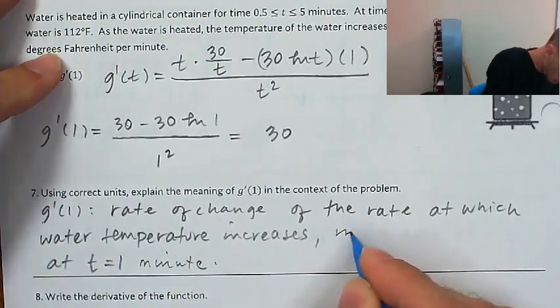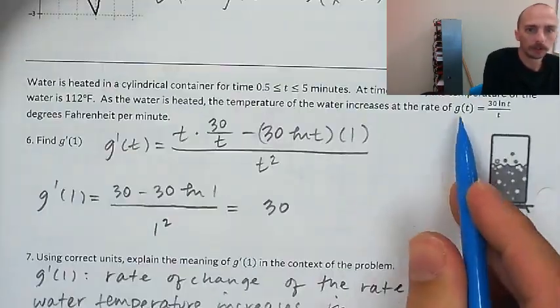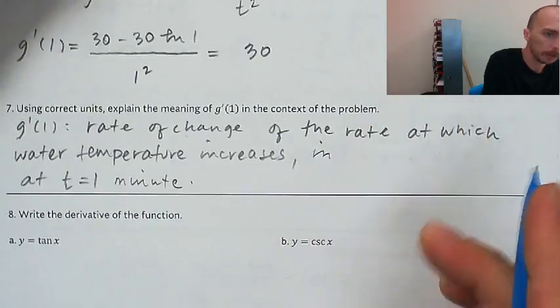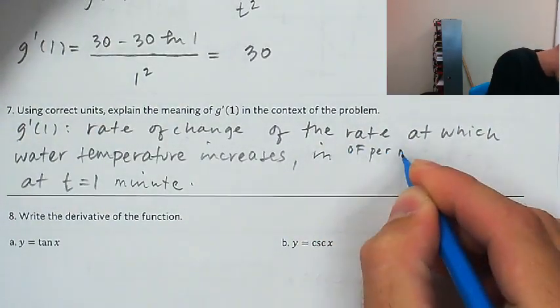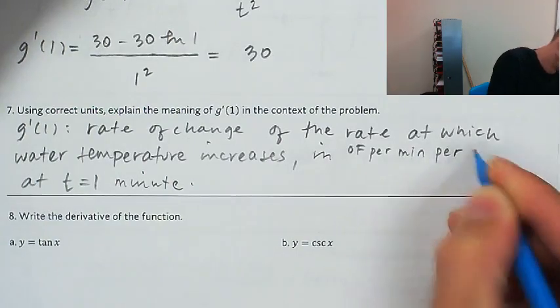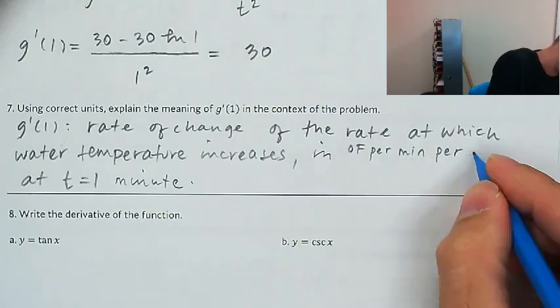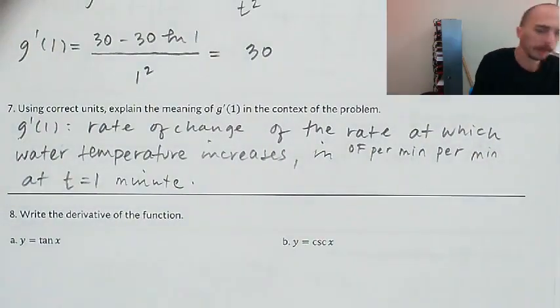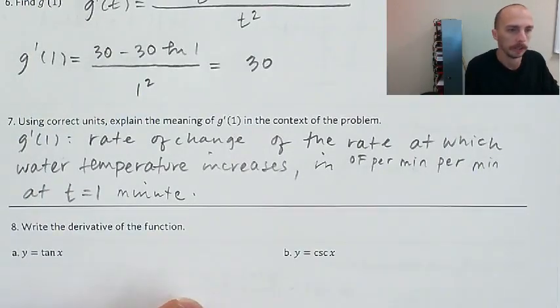Don't forget the units. The units of the derivative are the units of the output, so the units of g, which it looks like degrees Fahrenheit per minute. Per unit of input, and the unit input was t in minutes, so in degrees Fahrenheit per minute, okay, at time t equals 1 minute.